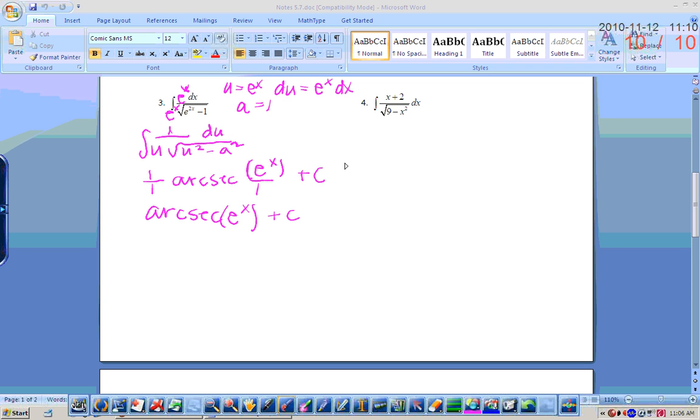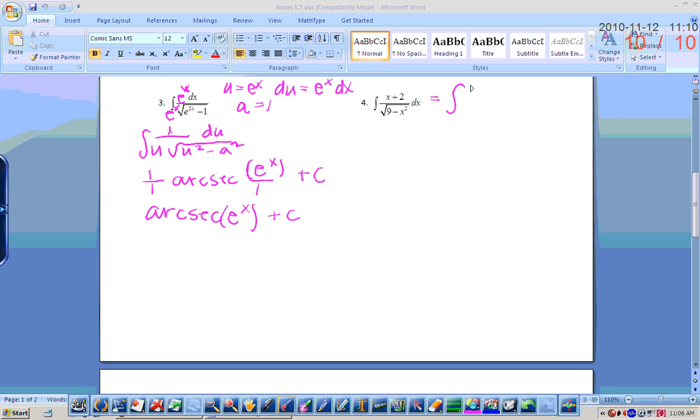The problem with number 4 is that the bottom looks like what? Arc sine. Okay, the bottom looks like arc sine, but the top of arc sine is just supposed to be du, and you've got that x plus 2. We've got 2 things on top and really just 1 term on the bottom. So what can I do? Separate the numerator. Very good.